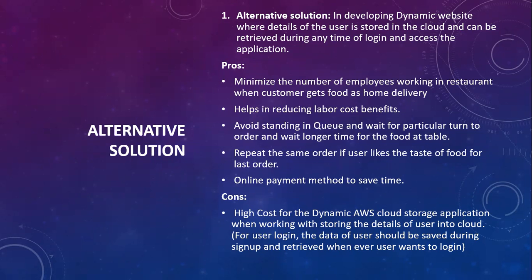They can repeat the same order if they like the taste of the food, and they can save time by doing the online payments. So here are some of the cons. High cost for a dynamic AWS cloud application when storing the details of the user in the cloud. It can charge more when we store user details in the cloud.